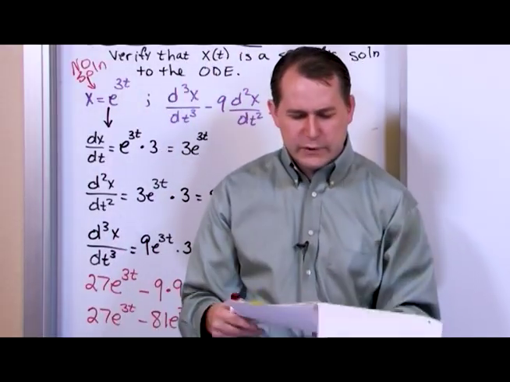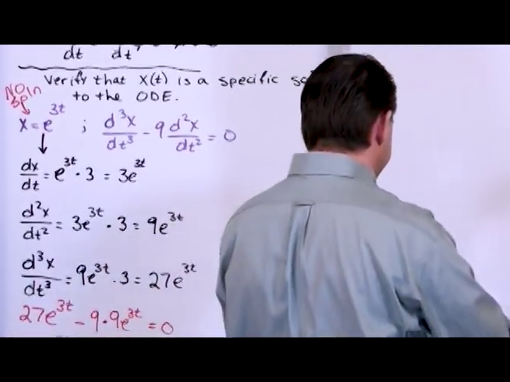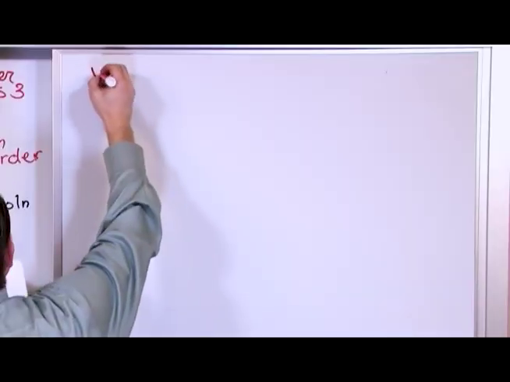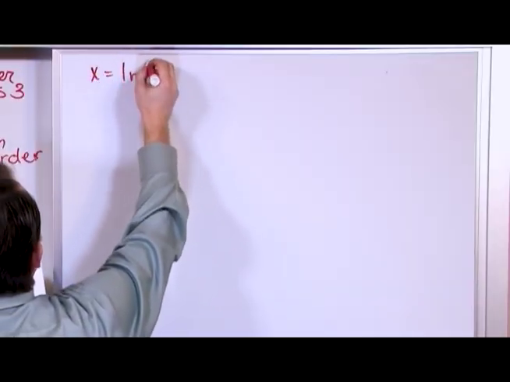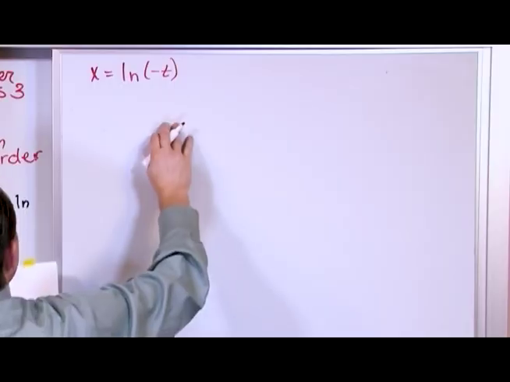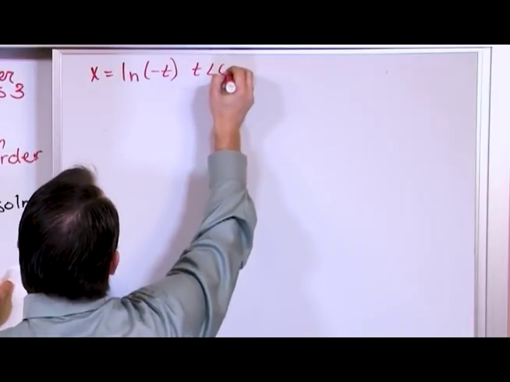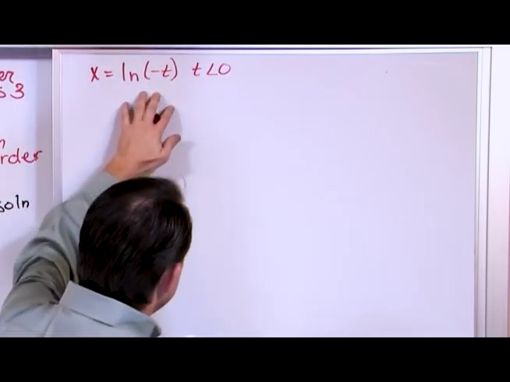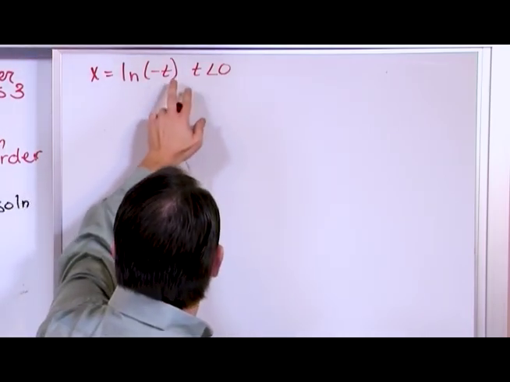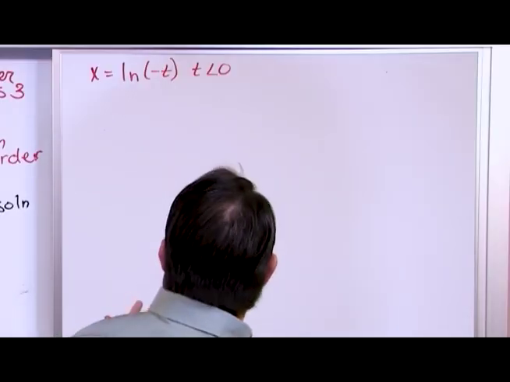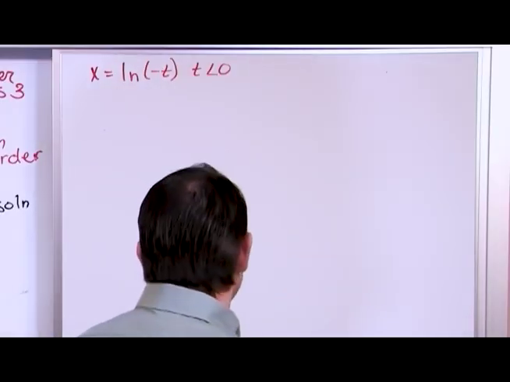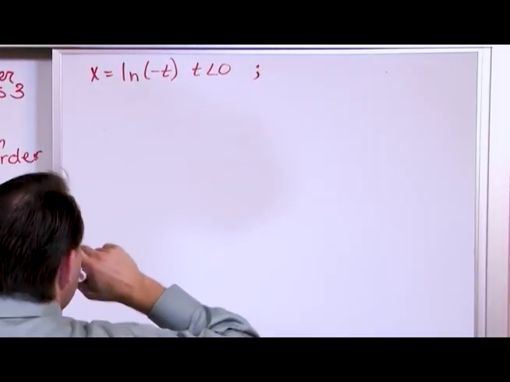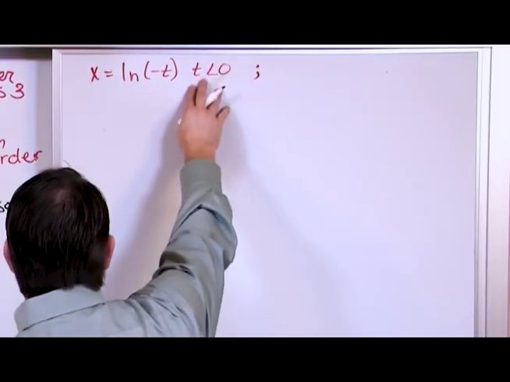All right, let's do another one of those. And let's say that your proposed solution is x is equal to the natural log of minus t, and that would be defined for t less than 0. The reason it has to be defined for t less than 0 is because this natural log function is not defined for negative argument, so you're going to have to bound t to be less than 0 so the argument will be positive. It's sort of a technicality. I just want to put it in there in case some of you guys are wondering how I can do that. So that's a proposed solution, valid only for t less than 0.